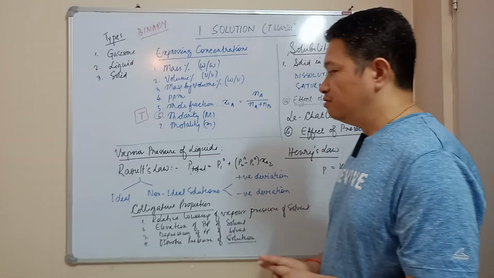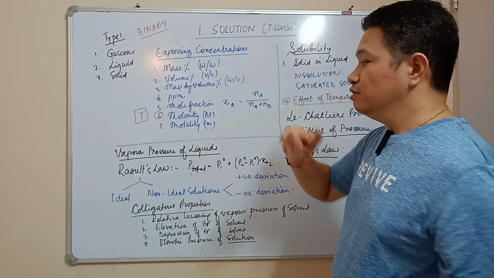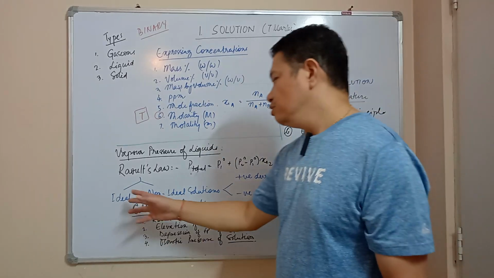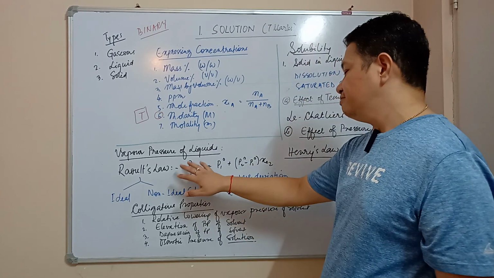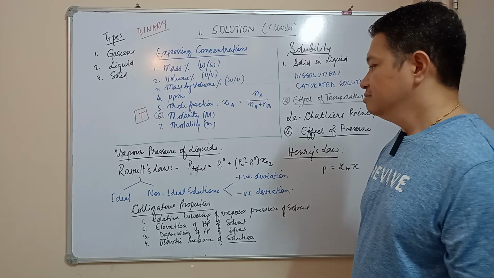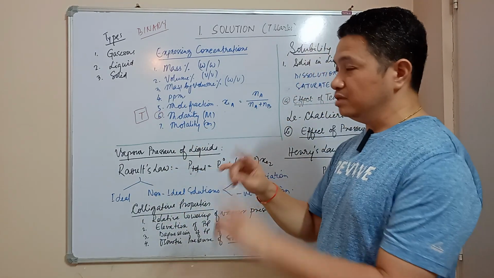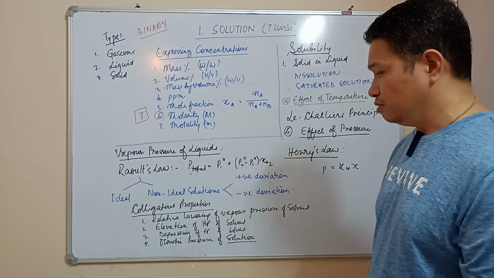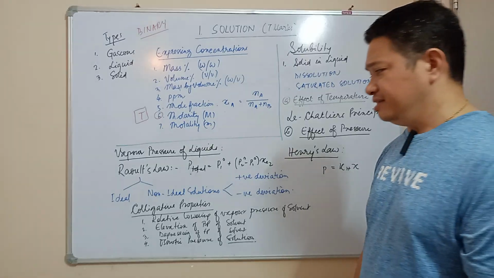Those liquid solutions which follow Raoult's law at all temperatures and at all ranges of concentration are called ideal solutions. And those which do not follow it are called non-ideal solutions. If this equation holds true, that is called an ideal solution. If Raoult's law doesn't hold good in that solution, that is called a non-ideal solution. Most of the solutions are not perfectly ideal.